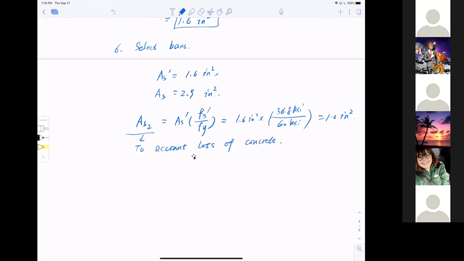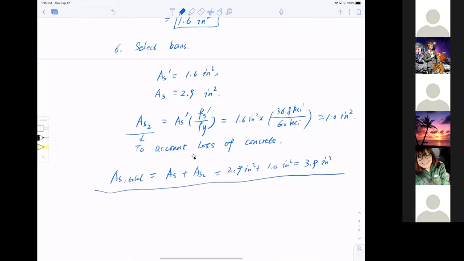Okay, this is to account for the loss to concrete. All right, so now with this, I will say the total tension steel, AS total, equals AS1, or AS previously, plus AS2. So that is 2.9 inch squared plus 1.0 inch squared, and this gave me 3.9 inch squared. And this is the tensile reinforcement.